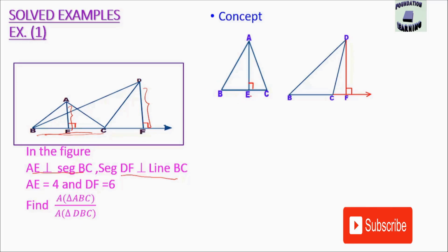You can see here ABC is an acute angle triangle, whereas DCB is an obtuse angle triangle. So therefore their perpendicular is coming outside. Okay. So here you have the measurements given of AE and DF. So we'll write it down. AE is 4 and DF is 6.